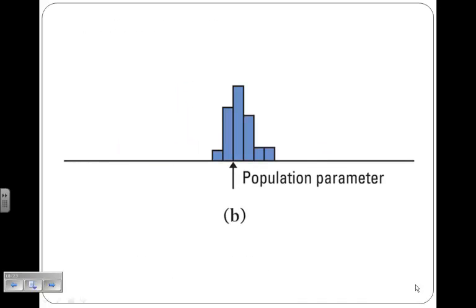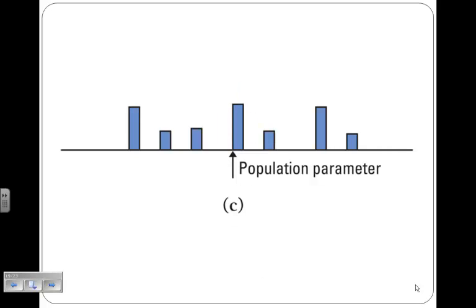What about that one? Have your answer. That one is low bias and low variability, right? It's balanced in the center, and it's very tightly grouped. What do we think about that one? All right, that's small bias but large variability. It is centered, right? It's centered over the middle, so it is balanced, but it's very spread out. So centered means small bias, spread out means large variability.